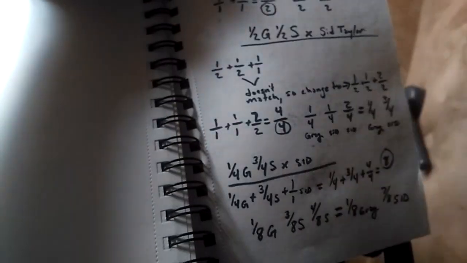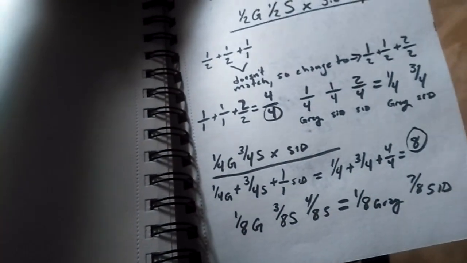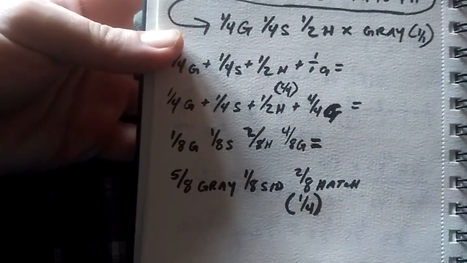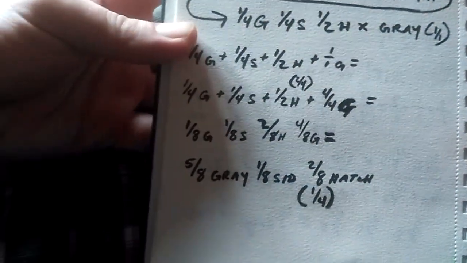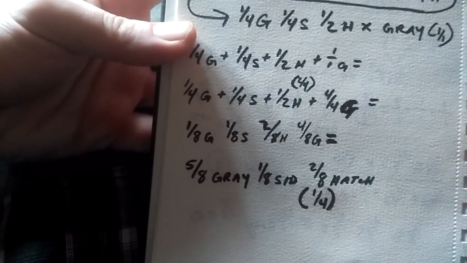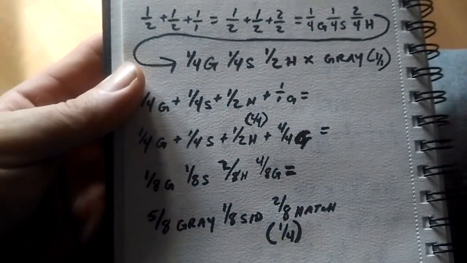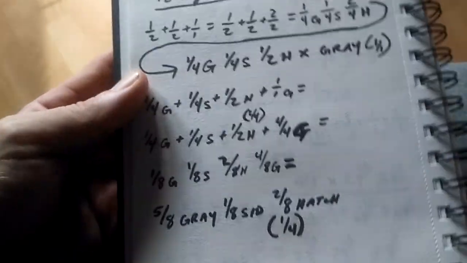Case in point, we go back to this original cross here. We're at 7/8 Sid Taylor. Now, you could keep breeding back to the Sid Taylor side until you hit the ideal mixture of traits that you're after. And in my opinion, once you get past a quarter of blood down to an eighth or a 16th or 32nd, I consider that an infusion.